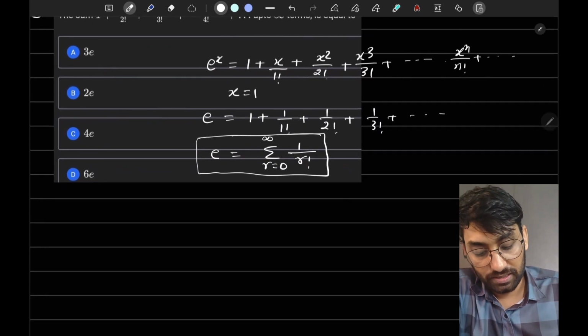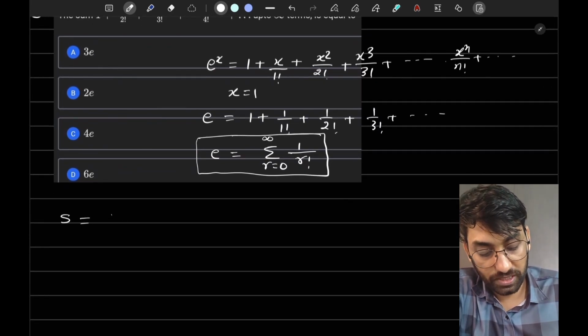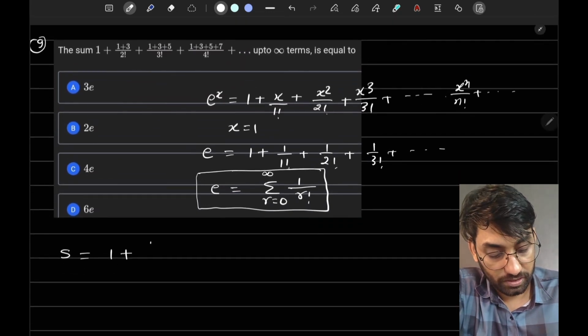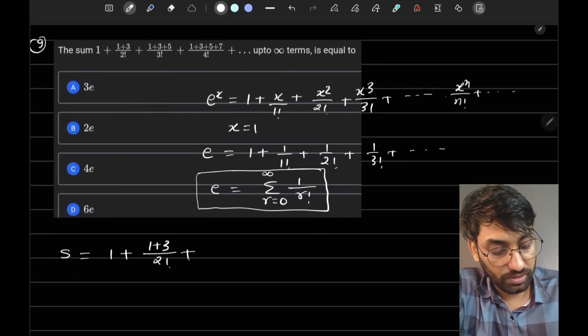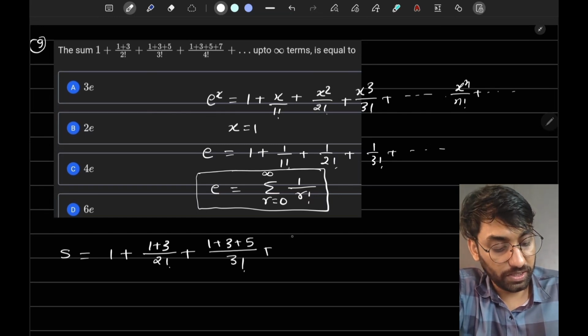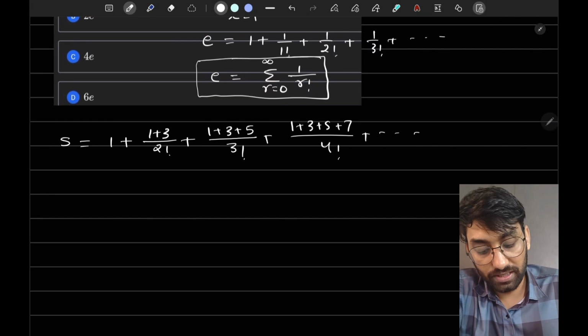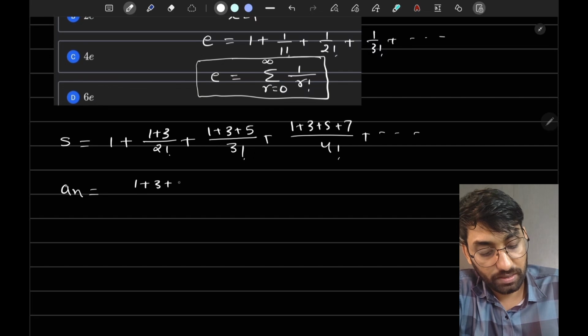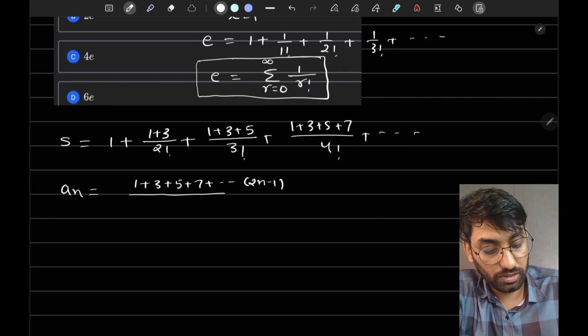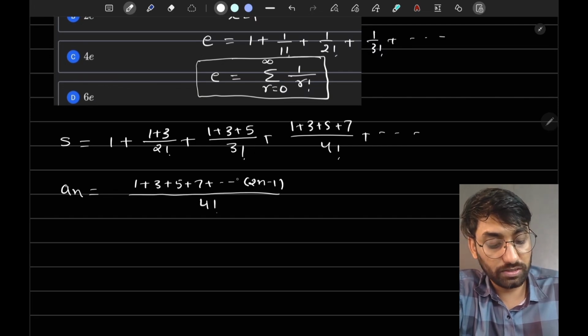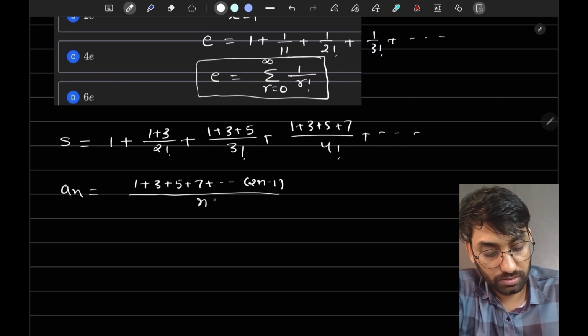So let us consider s equal to 1 plus (1 plus 3) by 2 factorial, then (1 plus 3 plus 5) by 3 factorial, and then (1 plus 3 plus 5 plus 7) by 4 factorial and so on. If someone asks what will be its nth term, the nth term an is given by 1 plus 3 plus 5 plus 7 till 2n minus 1, with n terms in total, upon n factorial. Correct?